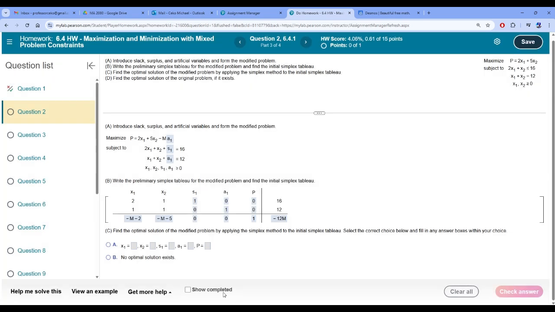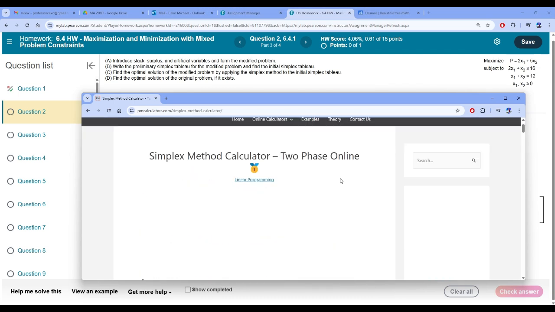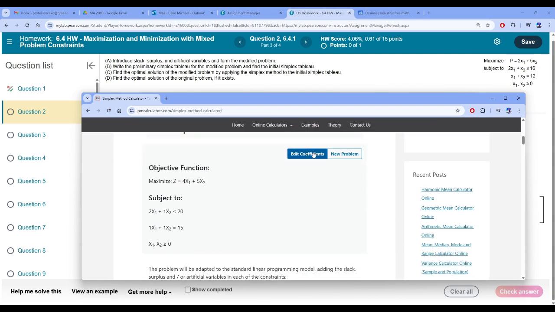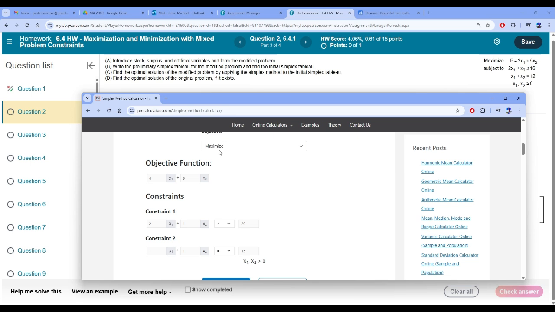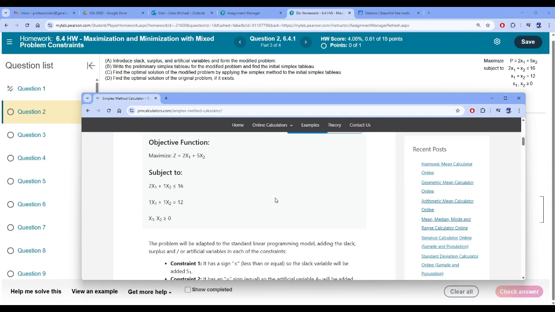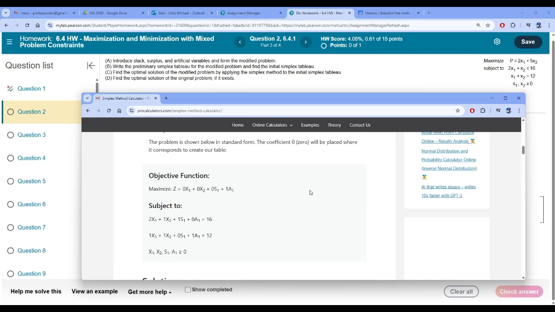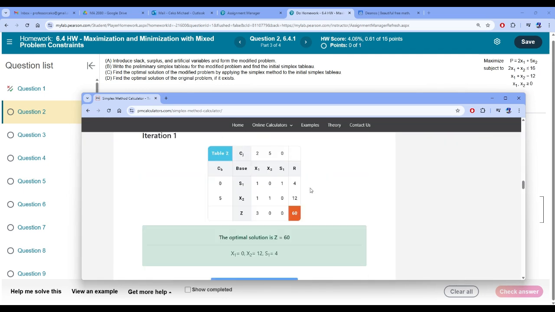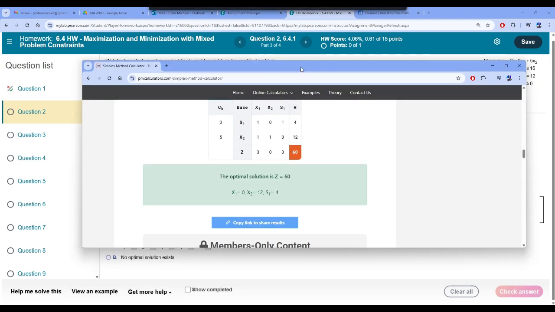All right, we'll do it just to prove, right? Where am I? I'm right over here. So now over here I'm going to maximize. I'm going to maximize 2, 5 to my constraints 2, 1 less than 16. And then here, this is 1, 1 equals 12. And then if I just hit solve, what do we got? We got minimum occurs at 60.